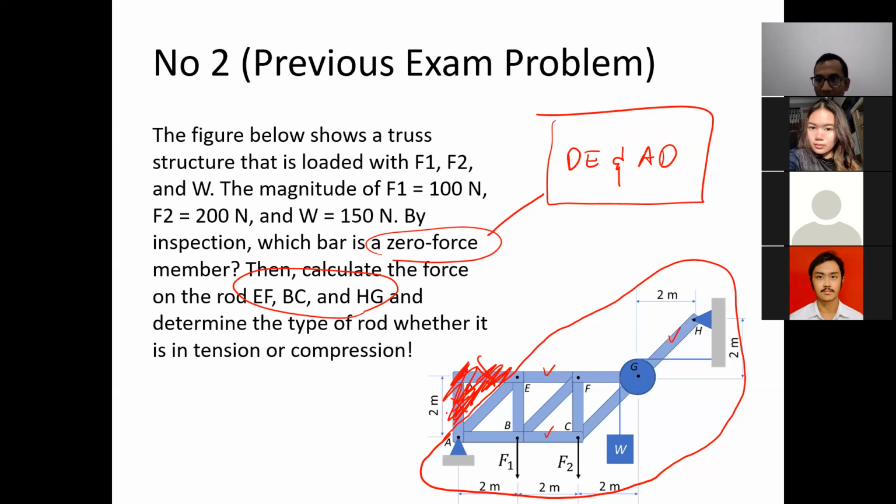Indeterminate, yes, correct. Because at A, it's a pin joint, and at H, it's a pin joint as well. Because A is a pin joint, it means that there will be two external forces there, AX and AY, and at H, there will be two external forces as well, HX and HY.